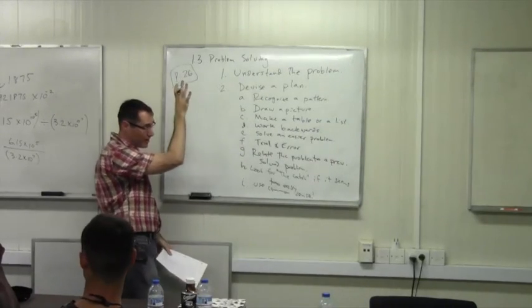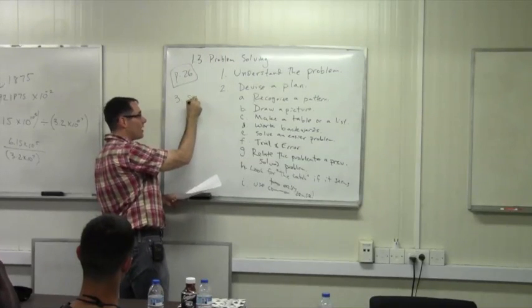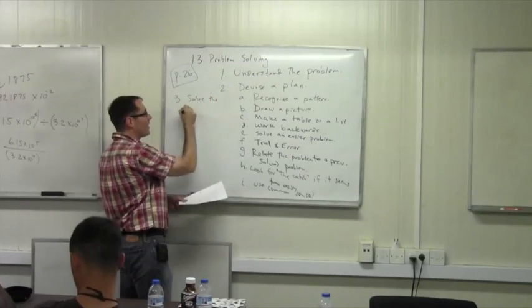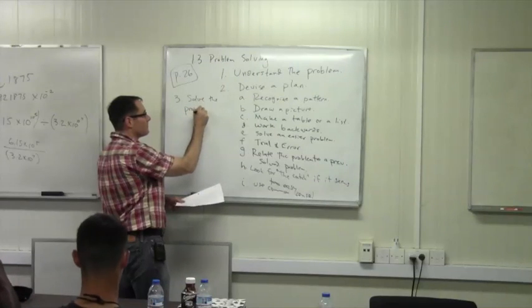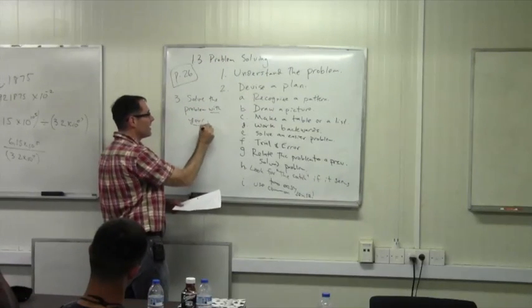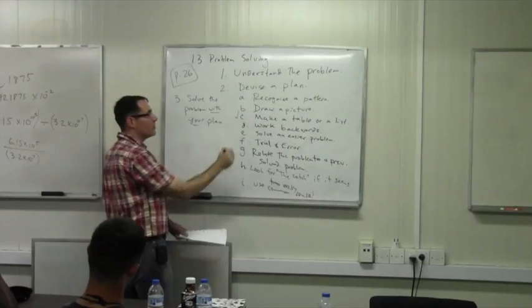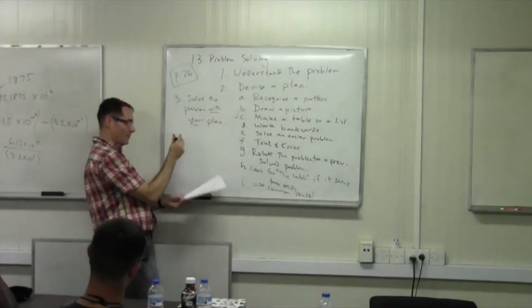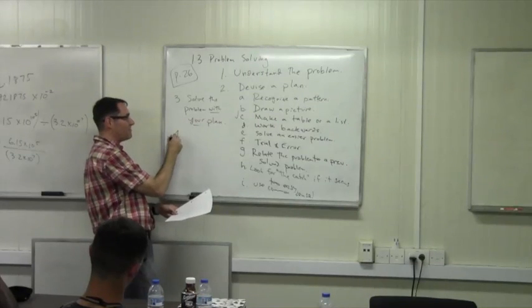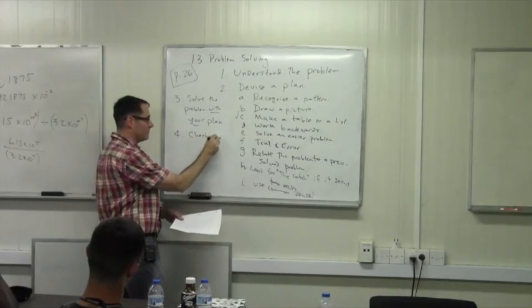Once you do that, step 3, those are all planned. And by the way, you probably have more ideas of your own. Okay? Solve the problem with your plan. Like you've got a plan, you pick one and you go, okay, I'm going to make a table and go for it. Well, then solve it that way. Okay? And then finally, if you can, check your answer.